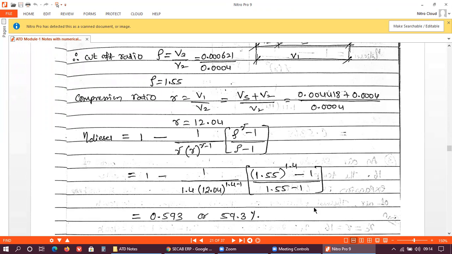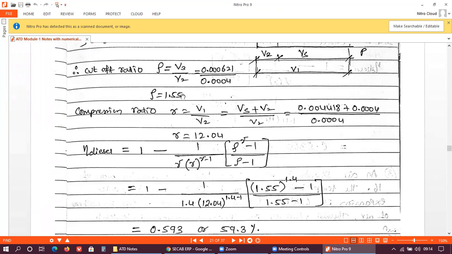So in solving this problem, the very important part is we need to calculate this rho, that is the cutoff ratio. To calculate this cutoff ratio, we require V3, right? Along with that, we need to calculate the compression ratio, that is nothing but total volume divided by clearance volume. So this total volume is the sum of the stroke volume plus clearance volume.